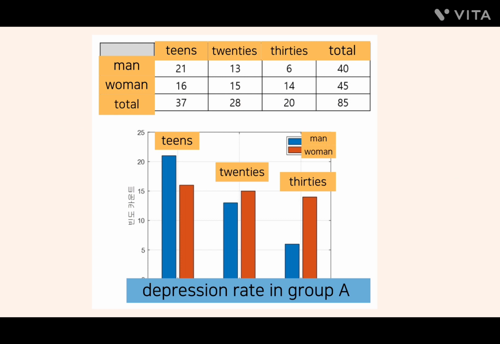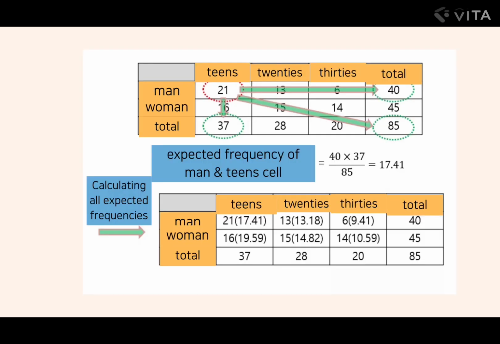For example, when we investigate what age people who feel depressed belong to, we want to find out at what age the ratio of men and women differs significantly. We can see with our eyes that women make up a much larger proportion in their 30s. Is this statistically significant? The method of calculating expected values from observations is as follows.